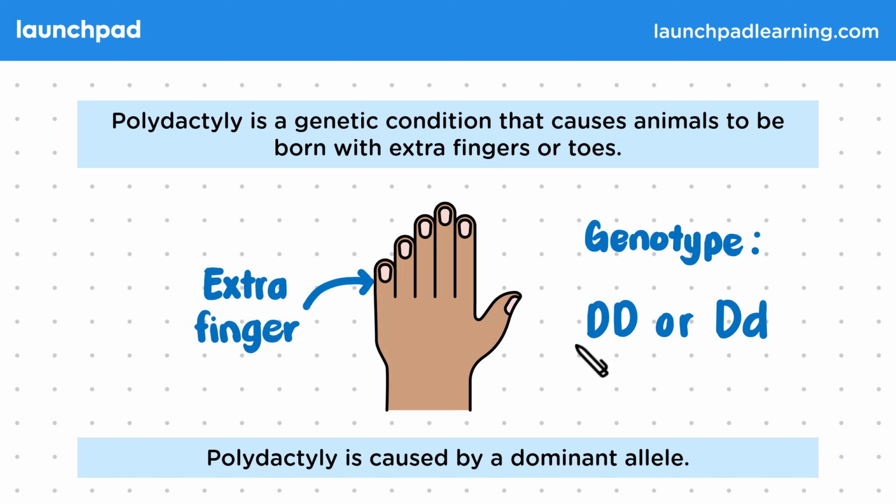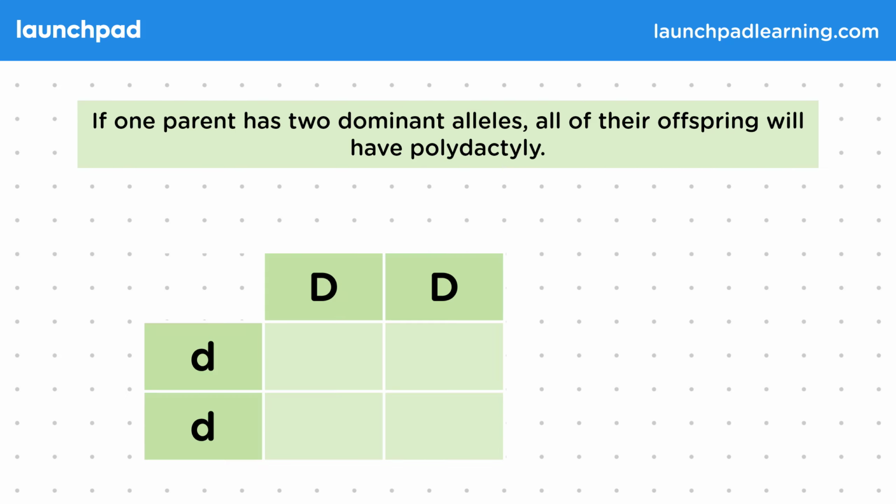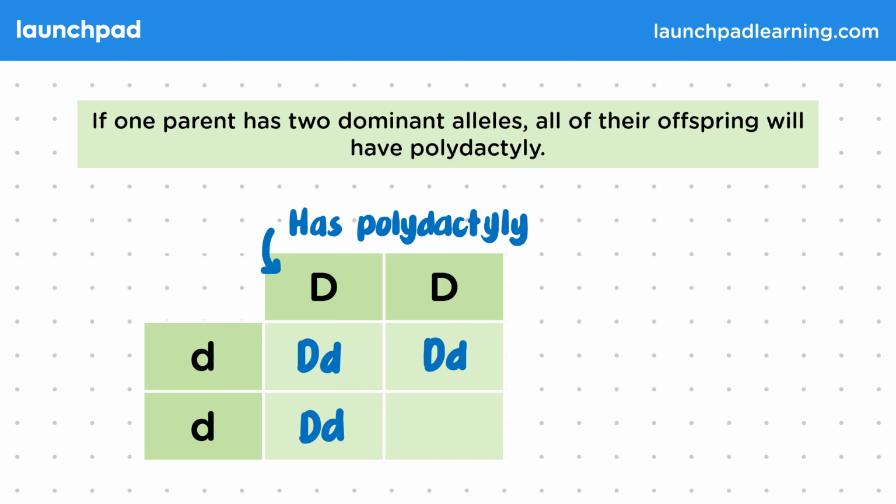So how can we predict the possibility of inheriting polydactyly? If one parent has 2 dominant alleles, all of their offspring will have polydactyly. So in this genetic cross, it will be this parent that has the polydactyly because they have homozygous dominant alleles. In this example, the other parent is homozygous recessive. In this genetic cross, every single one of the offspring will have a dominant allele and therefore they will have polydactyly. What about if one of these dominant alleles was recessive instead?